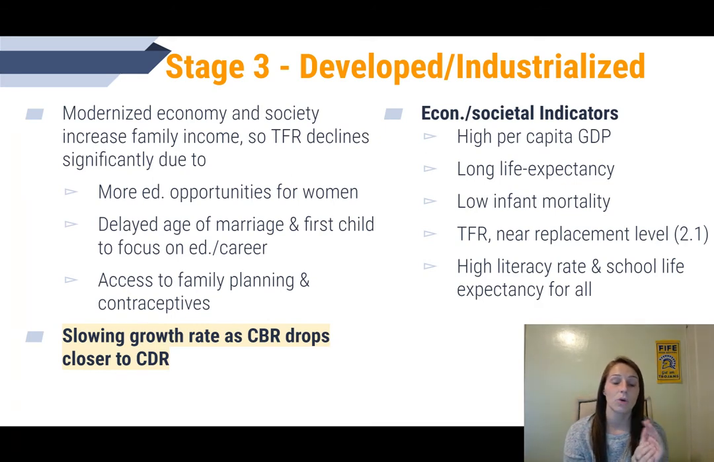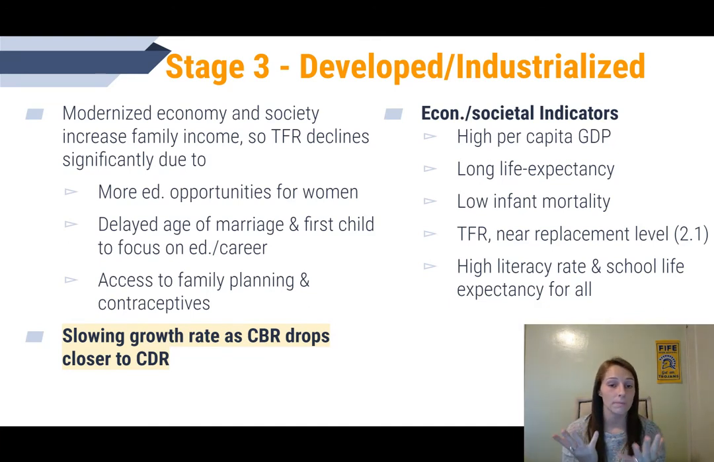So the total fertility rate is going to significantly start declining due to the fact that we have more educational opportunities for women. We start to have a delayed age of marriage and first child, because since there's more educational opportunities for women, they're going to be more focused on their education and career and not getting married so young and having children early and for a long time. We're also going to have these women having access to family planning and contraceptives. So we will be having a decrease in the total fertility rate.